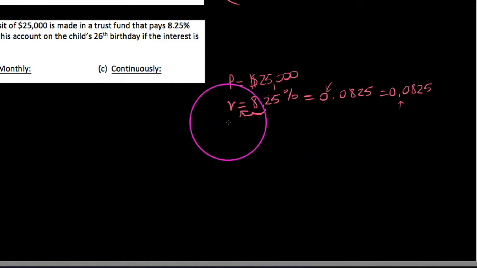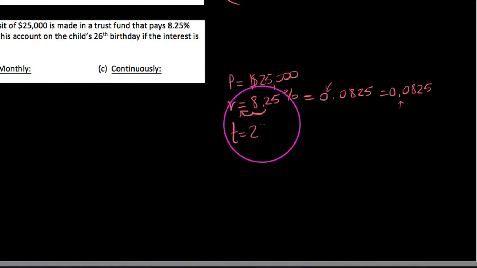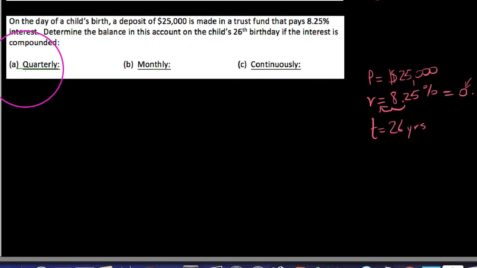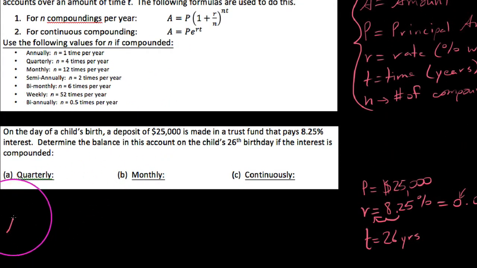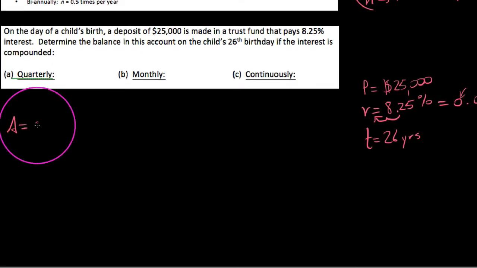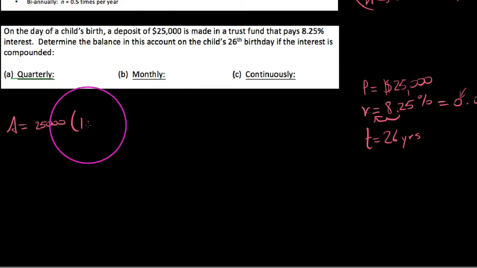So that's our rate. And then we say determine the balance in this account on the child's 26th birthday. So we'd say this would have been going on for 26 years. Okay, so let's start with this quarterly. Since this is quarterly, it's a certain amount of times per year that we're compounding interest. We're going to use the first of the two formulas. So writing this out, we say the amount in the account after 26 years would be equal to the initial amount, which is just this 25,000, times 1 plus.